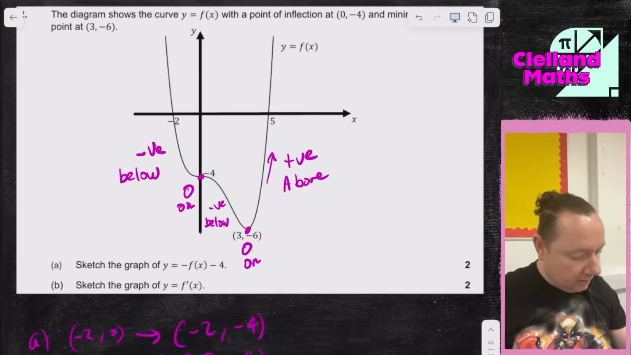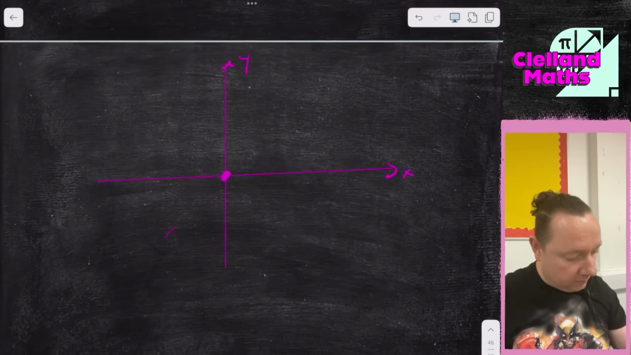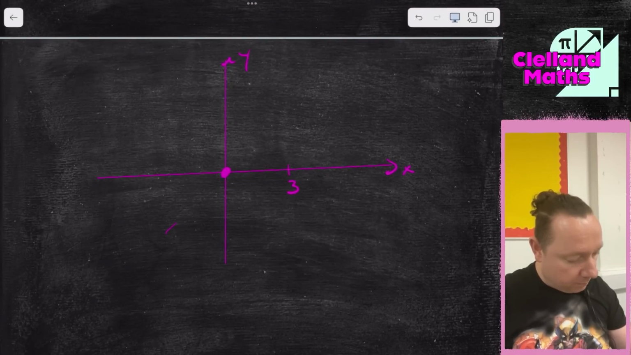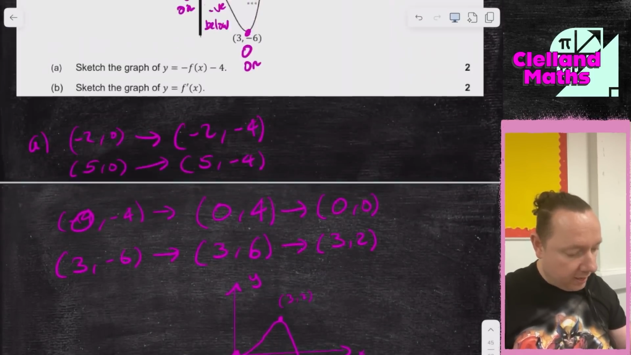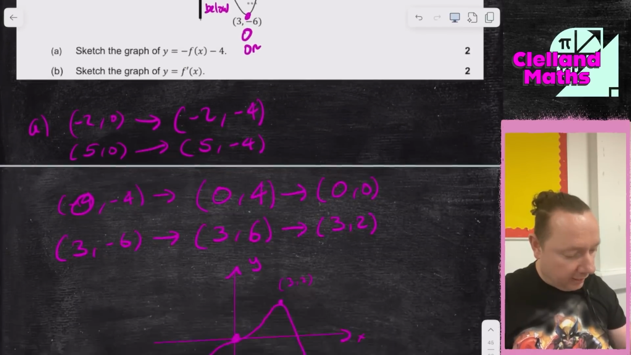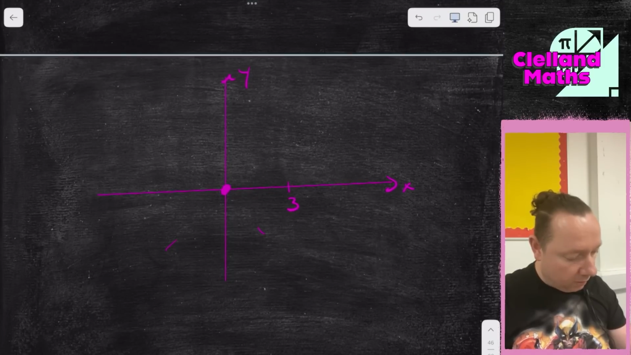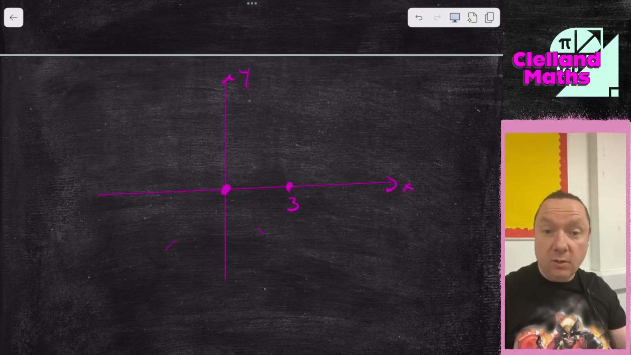And then after x equals 0 but before 3, I'm negative again. So I need to have the number 3 here, and I'm back down there. And then after 3, I'm positive again. So after 3, but on 3, I'm on the x-axis because that's a turning point, and then I'm above there.